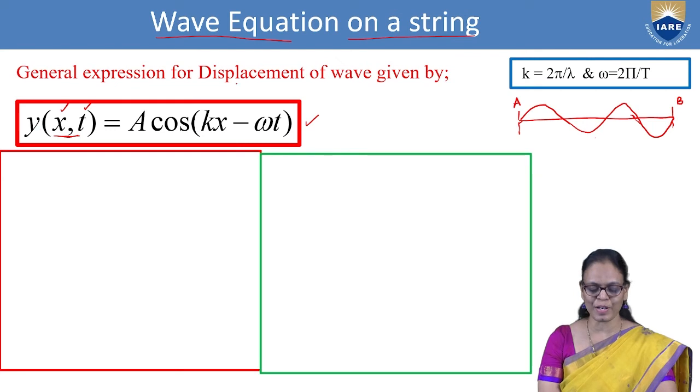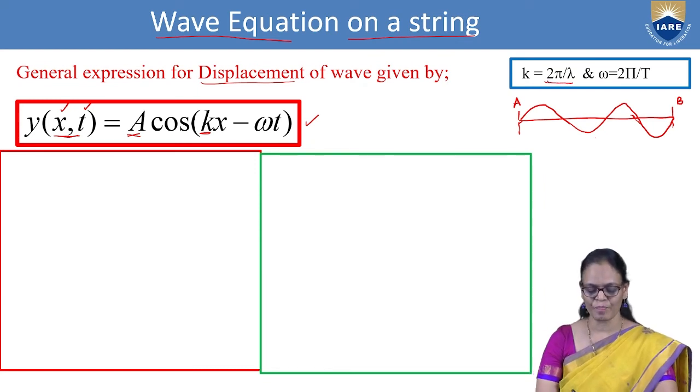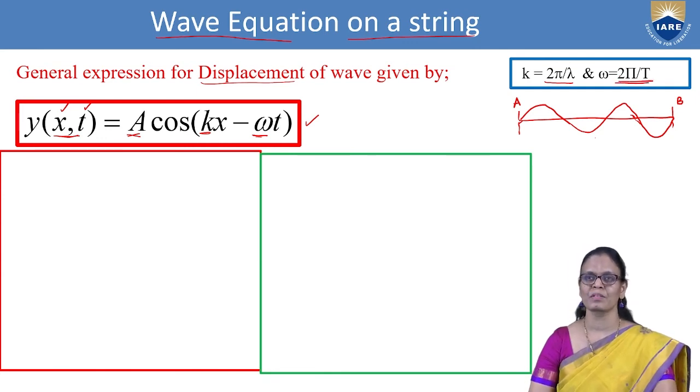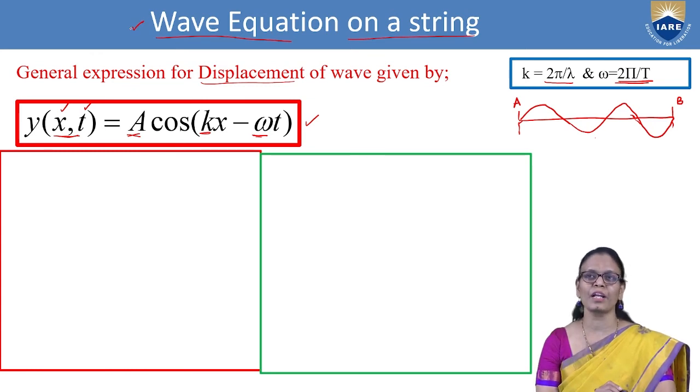So, the general expression for displacement of a wave is given by y(x,t) is equal to a cos(kx minus omega t). So, a is the amplitude. k here is the wave vector. We have seen k is equal to 2 pi by lambda. And omega is the angular frequency, which is given by 2 pi upon T. So now how do we get the wave equation, a generalized equation for any wave on a string?